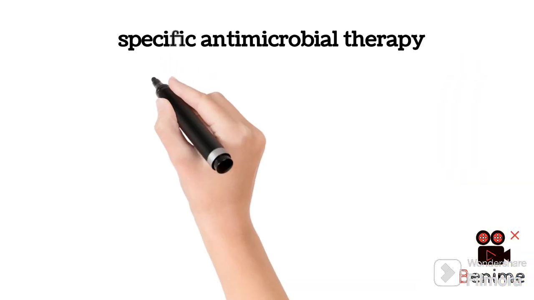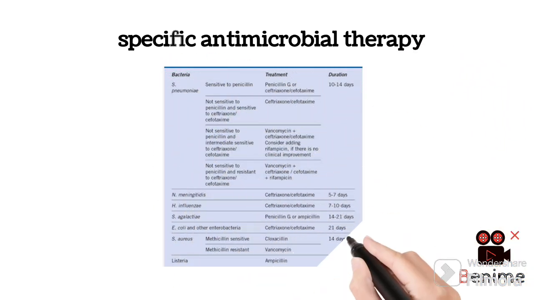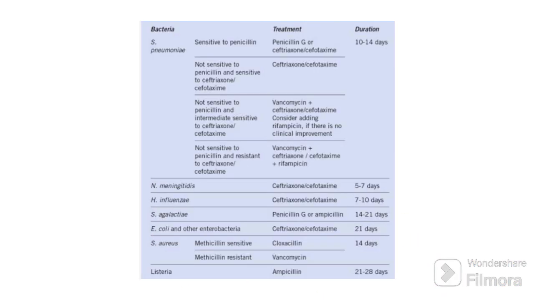Specific antimicrobial treatment, as given in the figure. In meningitis caused by Streptococcus pneumoniae which is sensitive to penicillin, the treatment plan includes penicillin G or ceftriaxone or cefotaxime for 10 to 14 days. For Streptococcus pneumoniae not sensitive to penicillin and sensitive to ceftriaxone or cefotaxime, ceftriaxone or cefotaxime is given for same duration.